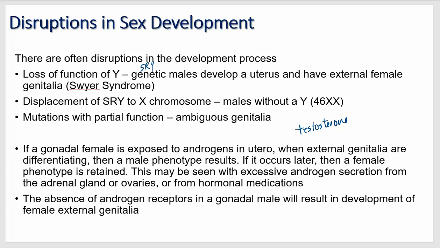All right, so the absence of androgen receptors in a gonadal male. Remember, we said that testosterone had to be converted into dihydrotestosterone, or DHT, for external genitalia development, for the penis and scrotum. If there are no receptors, which is something that has been seen, for the DHT, then it's like the DHT was never made, which means that male external genitalia won't form, but female will. So this is going to be a phenotypic female. Even though it has gonads: gonadal male, phenotypic female.